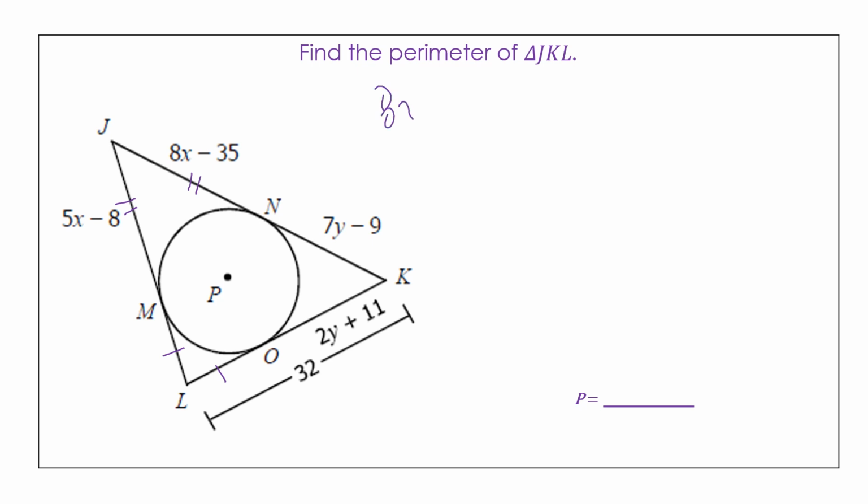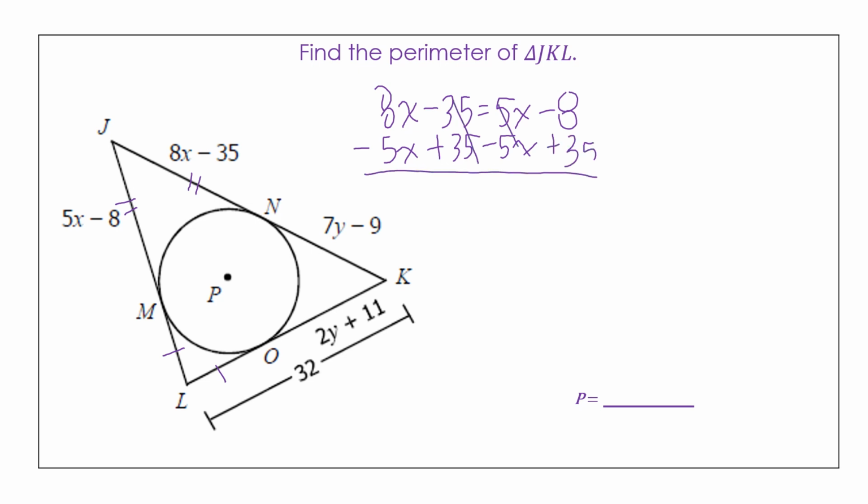I'm going to do 8x minus 35 equals 5x minus 8. I'm going to subtract 5x from both sides and add 35 to both sides. That gives me 3x equals 27. I'm going to divide both sides by 3, and that gives me x equals 9.